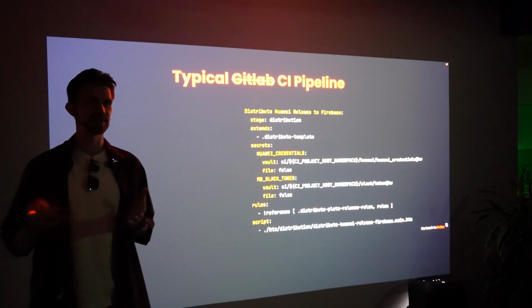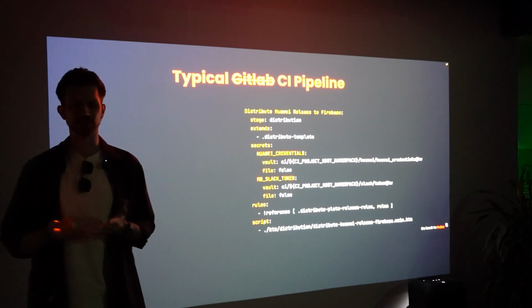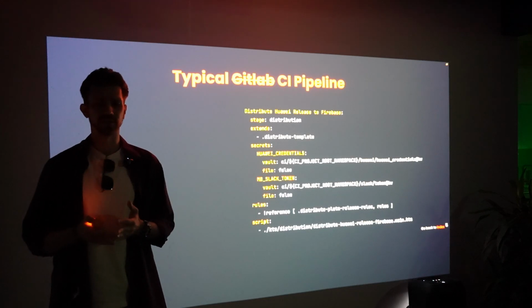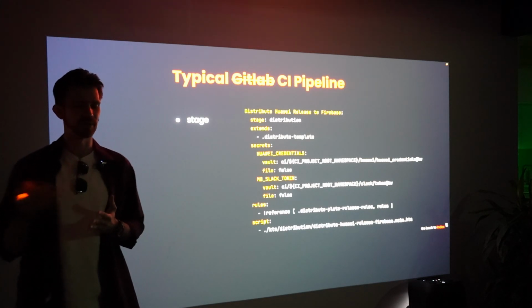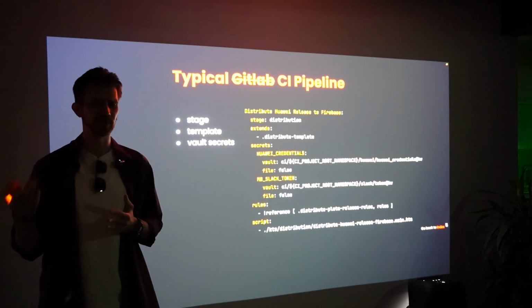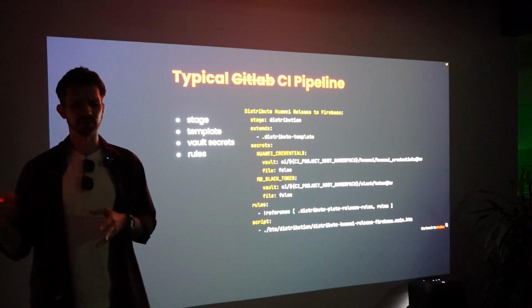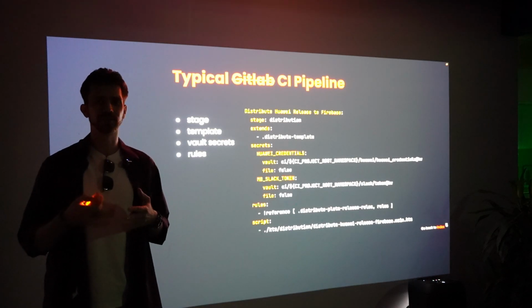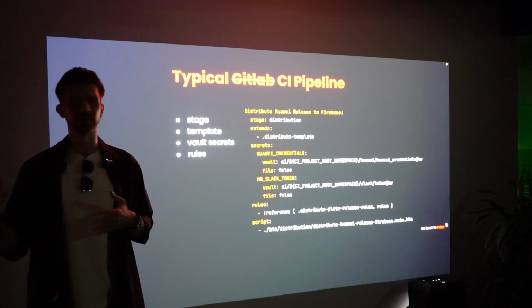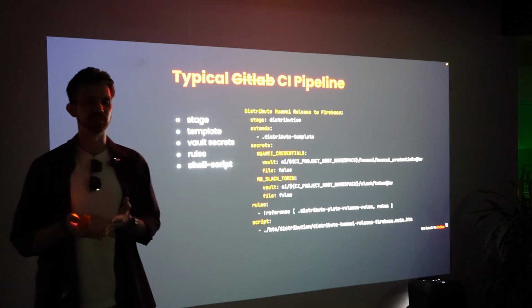So what does a typical GitLab CI pipeline look like? It obviously has some stage. It can extend a template. It uses some secret. It defines some rules, which say in which moment in time it will run. And the main part is a shell script.